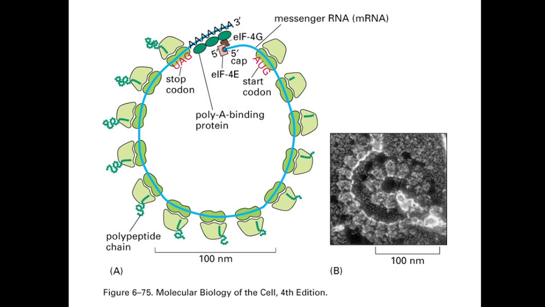Now, by the way, you can see one messenger RNA can bind multiple ribosomes. It depends on the affinity of the 5' end of messenger RNA to the small subunit of ribosomes, and it leads to formation of a polysome.